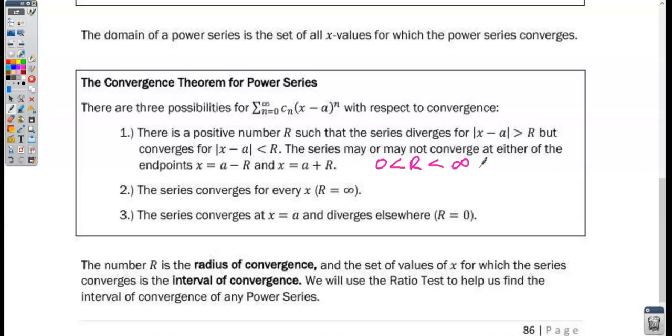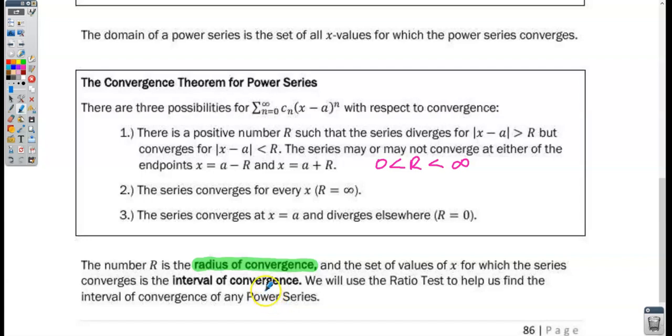Okay? This number R is what we call the radius of convergence. Kind of like the radius of a circle, the radius of convergence gives you half of the interval of convergence, just like the radius of a circle gives you half of the diameter of the circle. And the set of the values of x for which the series converges is the interval of convergence. Our primary tool for helping us to find the interval of convergence of any power series is going to be the ratio test.